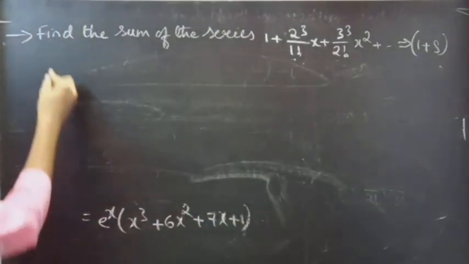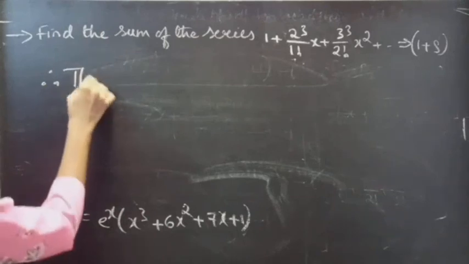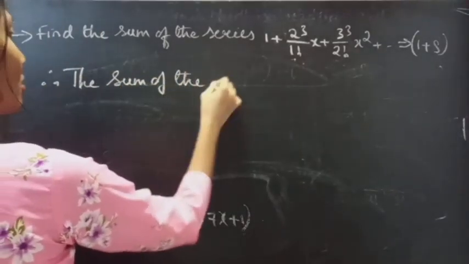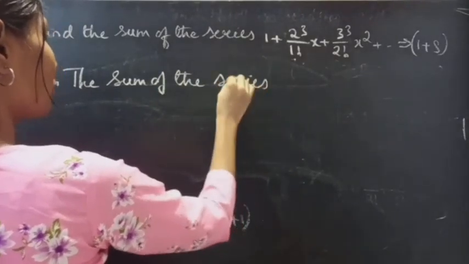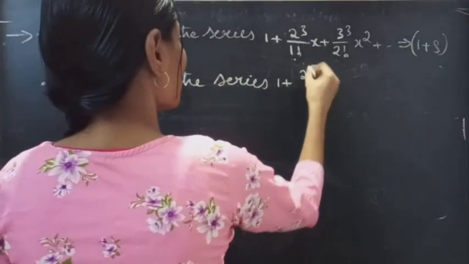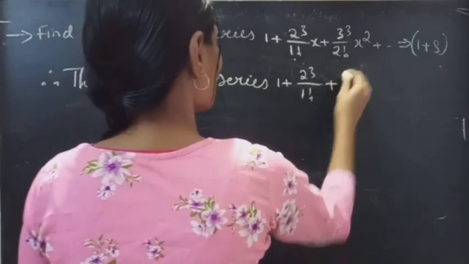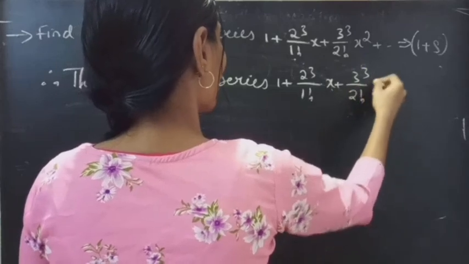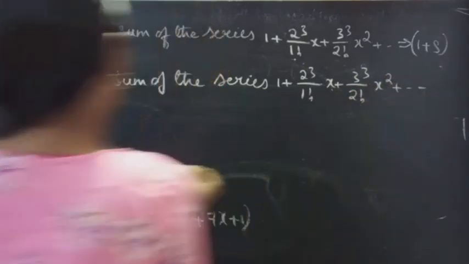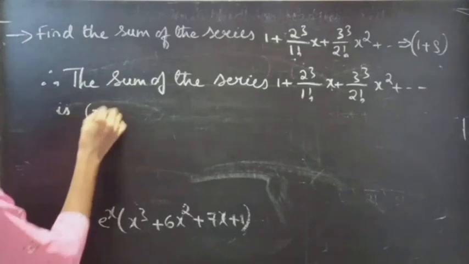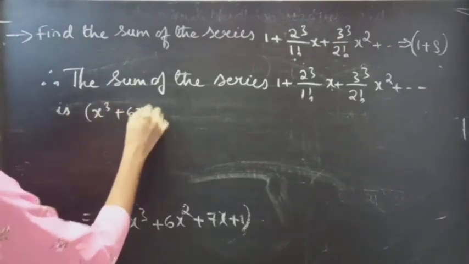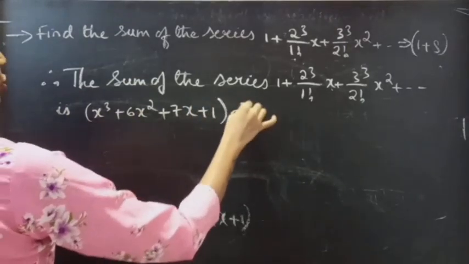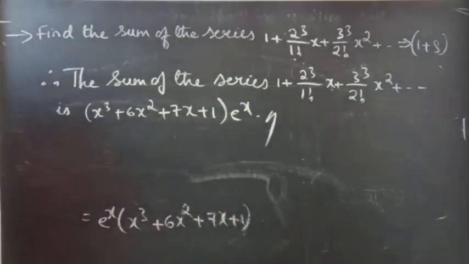Therefore, the sum of the series 1 plus 2 cube by 1 factorial into x plus 3 cube by 2 factorial into x square plus so on is x cube plus 6x square plus 7x plus 1 into e power x. This completes the problem.